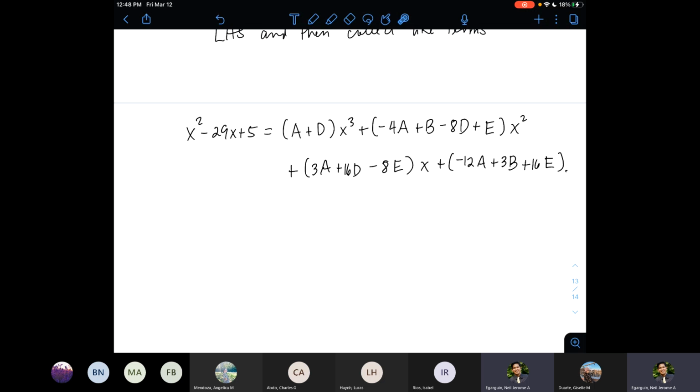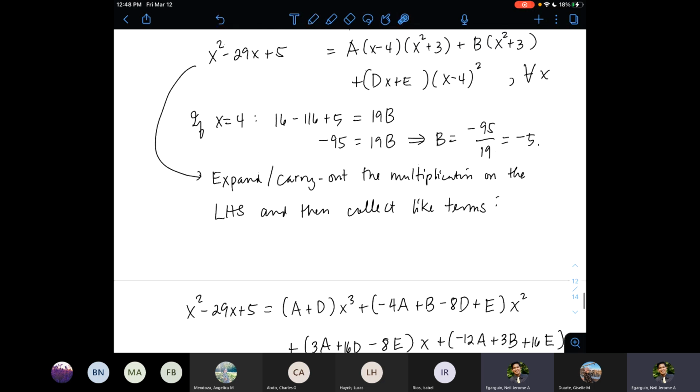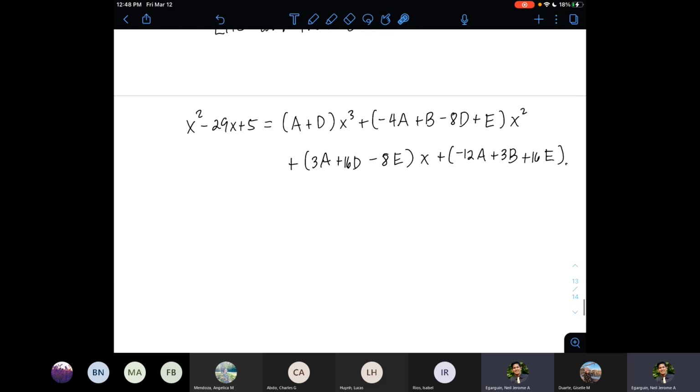I guess it might be easier to just give some values for x, 0, 1, 2, -1, -2, and then come up with a system of equations. And either way, you'll get the same answer. I just picked this step just to illustrate both sides, okay? Now, what's the advantage of this technique? Well, this technique will tell us we can compare coefficients, okay?